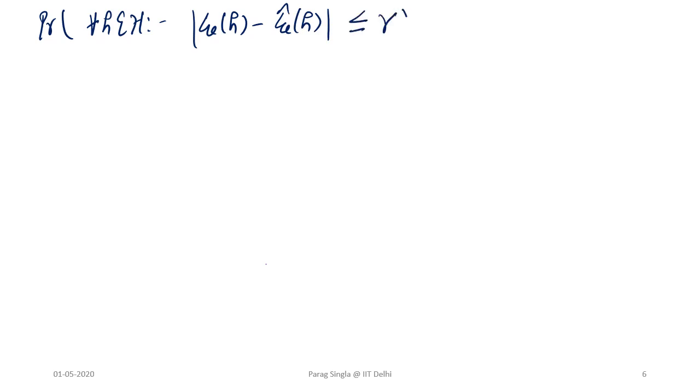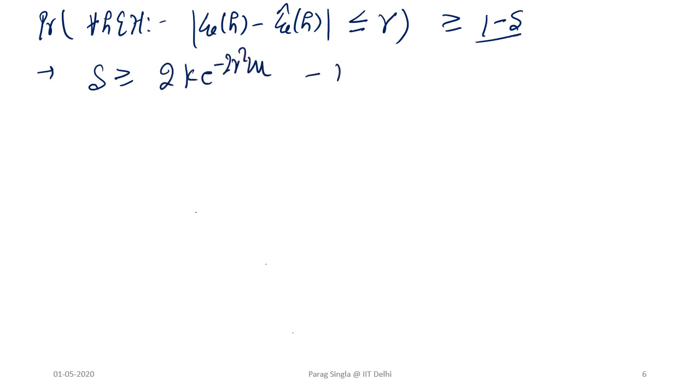So what have we done here? Just to summarize, we want that probability for all hypotheses belonging to our hypothesis class, and we want to bound the probability that the difference between the training and the generalization error is less than or equal to gamma. And this probability should be at least 1 minus delta. This bound will hold if we choose the parameters using either of these equivalent expressions. We can say that delta should be greater than or equal to 2k e to the minus 2 gamma square m. So this is the first one.